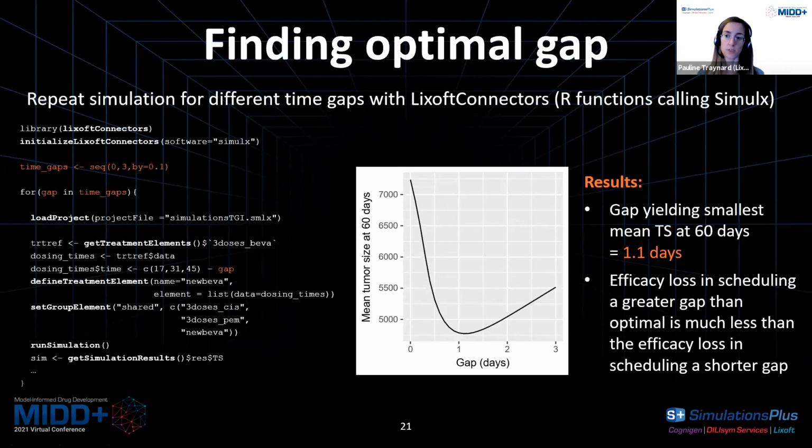Moreover, I can also notice on this plot that the efficacy loss in scheduling a greater gap than optimal is much less than the efficacy loss in scheduling a shorter gap, as I can see from this slope. So this is also an interesting result.